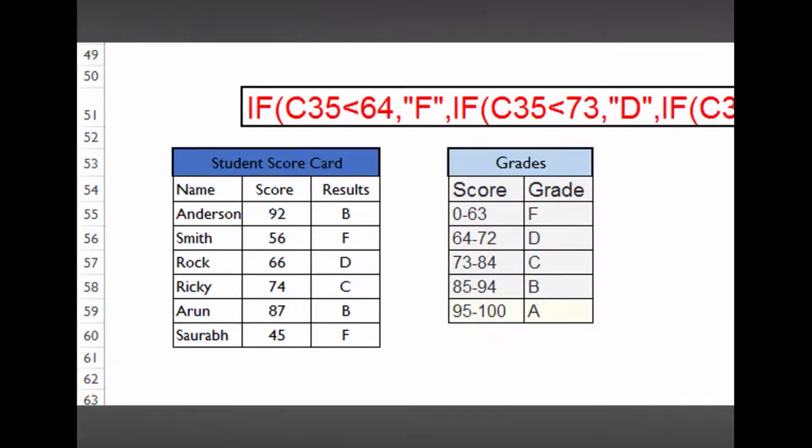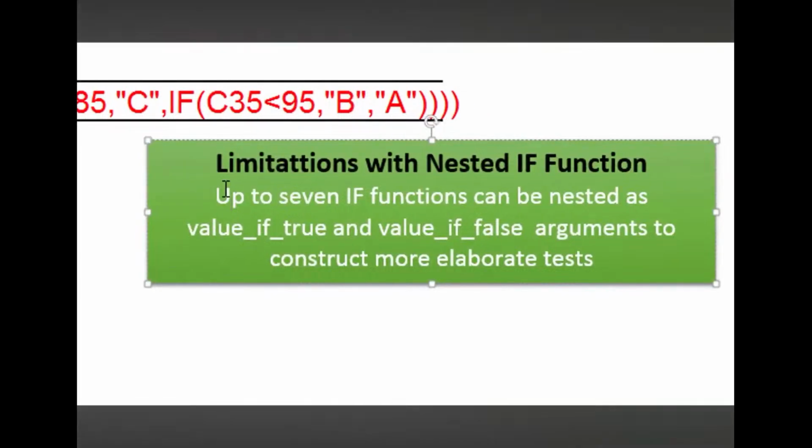And now finally, what are the limitations of the nested if function? As we have seen, the nested if function is a good option to use to test multiple conditions, and it works really fine. But the only thing is that you can insert only up to 7 if functions within an if function to test the conditions. So this is the only limitation of the nested if function, that you can only insert 7 if functions.